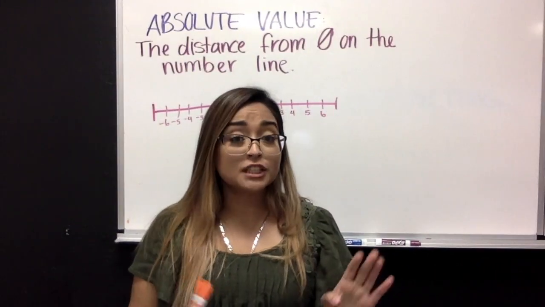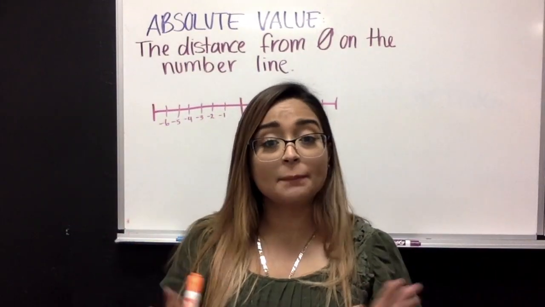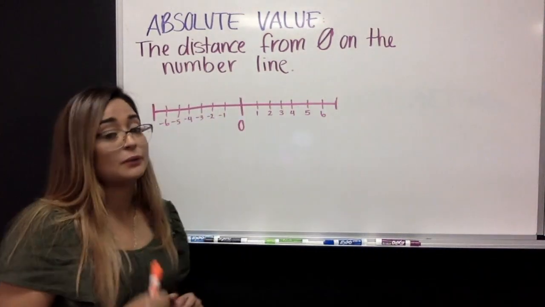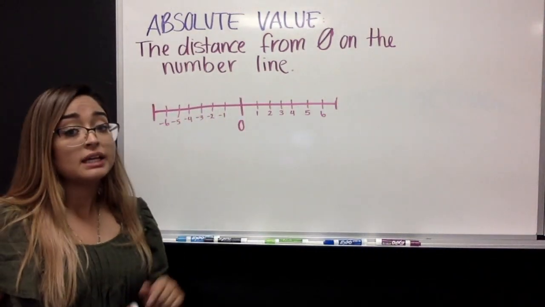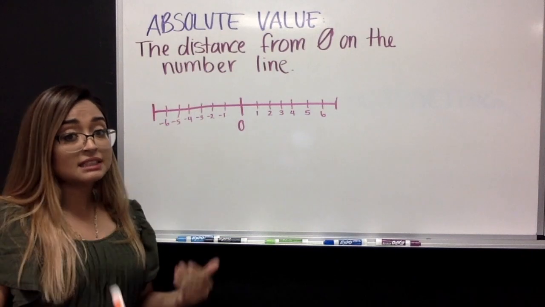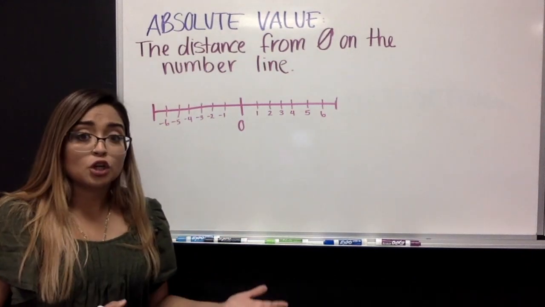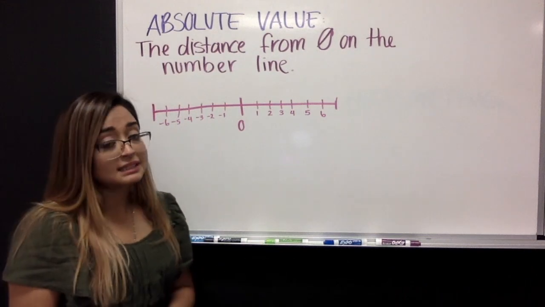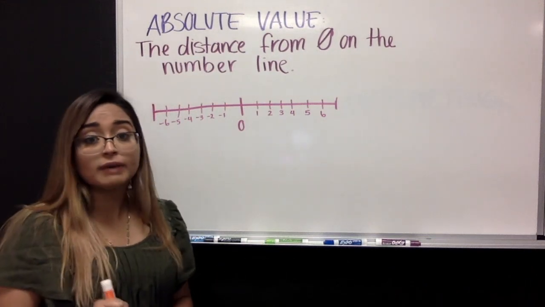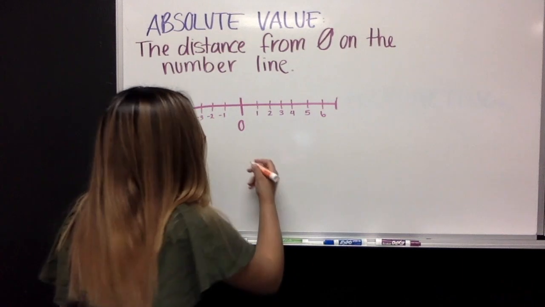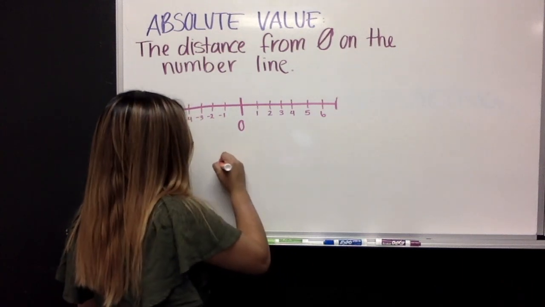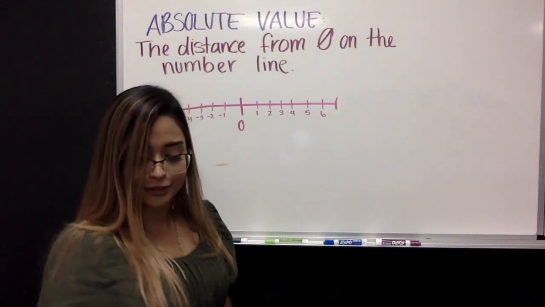Very well. First, we're going to begin with absolute value. Now, the absolute value of a number is the distance from 0 on the number line. So, for example, let's say we want to find the absolute value of -4. Let me get a better marker.